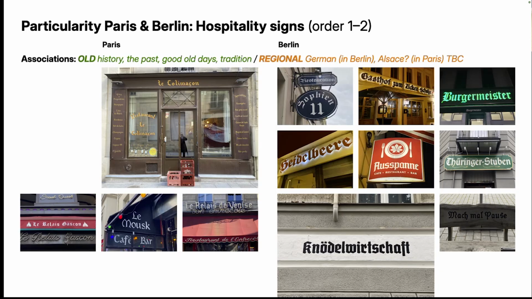Particularly in Paris and Berlin, you have restaurant signage, and we could think about this as tradition and heritage, but it's also starting to link to what I've called the indexical order to regionality. When I spoke to people in Paris and asked what kind of food they get, multiple times it was interpreted as the French-German border region of Alsace. So they were leaning towards Germany, but clearly in a German context, it's a very specific kind of food.